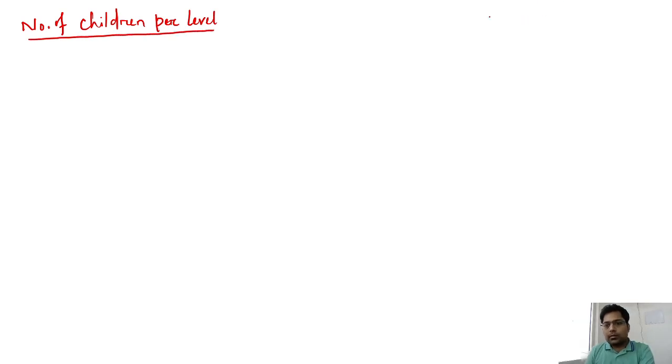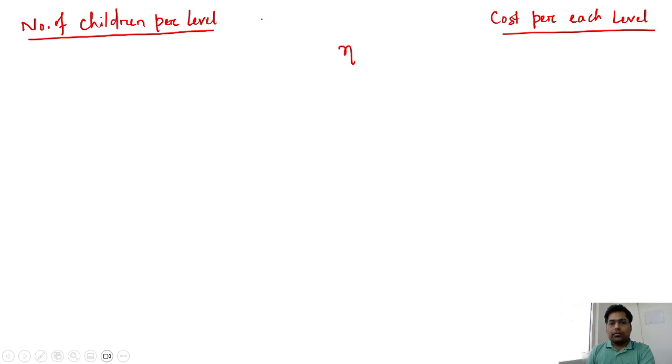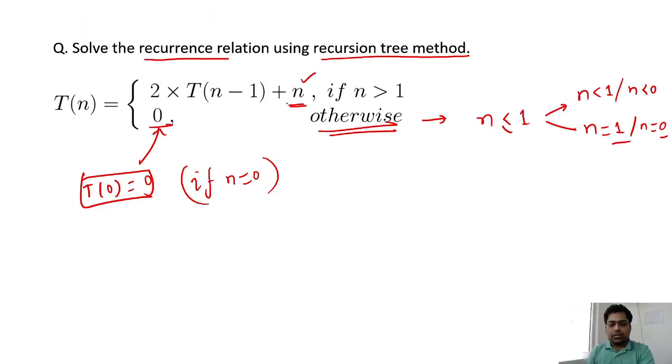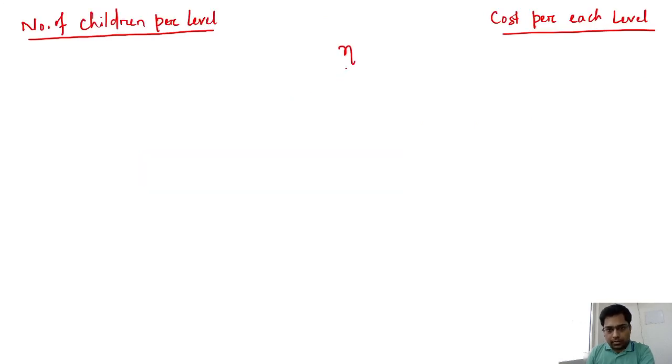Next is the cost per each level. First of all, we have to decide this one. Next, we start with the first cost. The cost is n initially, and there are two n minus 1 we are generating: n minus 1, n minus 1.